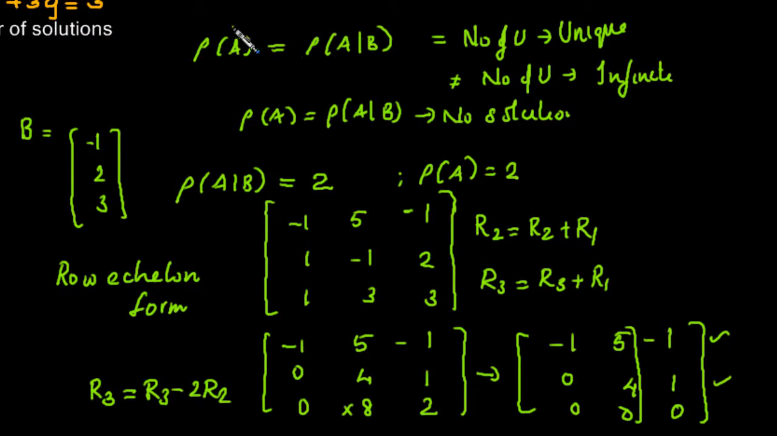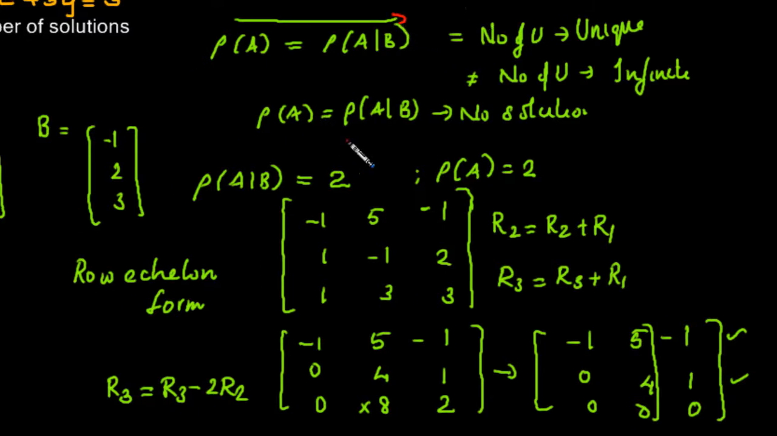So we have this condition here: rank of A is equal to the rank of the augmented matrix, and it is equal to the number of unknowns. Number of unknowns is 2. Since rank of A equals rank of A given B and it is equal to the number of unknowns, this system of equations has a unique solution. So this system of equations has a unique solution because rank of A and rank of the augmented matrix are the same and it is equal to the number of unknowns.